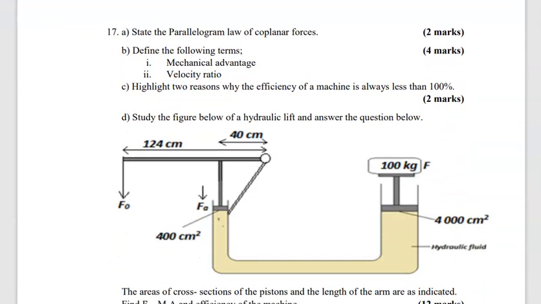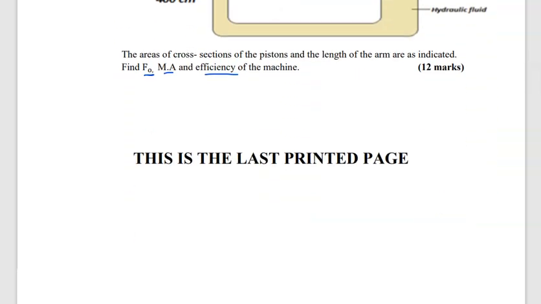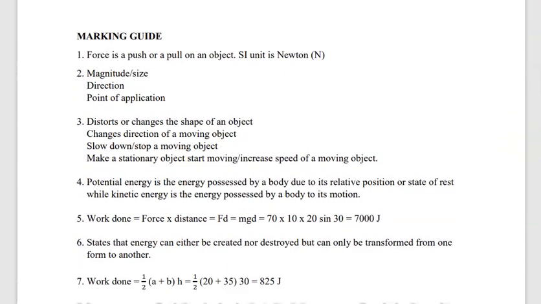Then we have question 17. State the parallelogram law of coplanar forces. Then we have define mechanical advantage, velocity ratio. Highlight 2 reasons why the efficiency of a machine is always less than 100%. Then there's a combined lever here and a hydraulic machine. Again, you work out, find the value of F0, mechanical advantage and efficiency. Then that is the end. So I want you to screenshot the questions. Then after working out, you try.